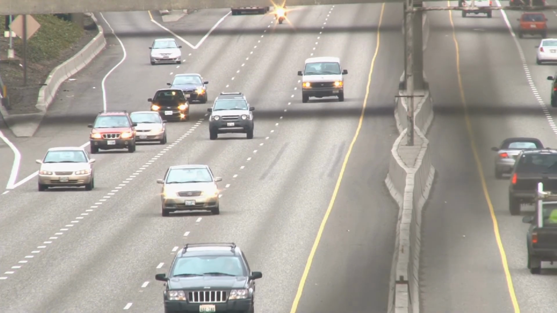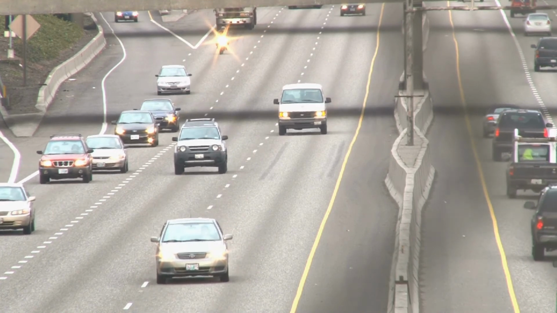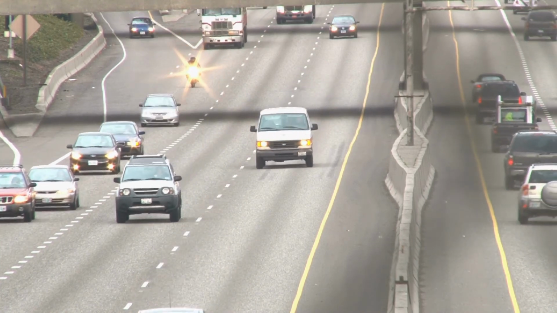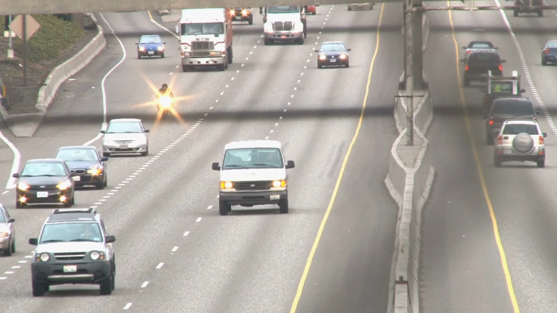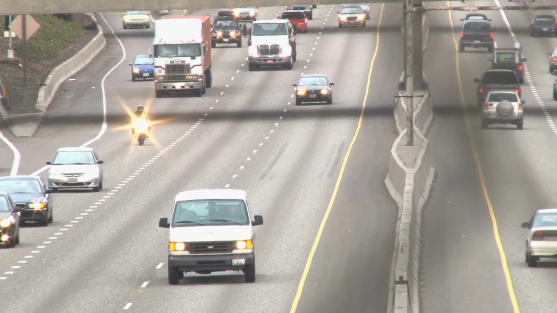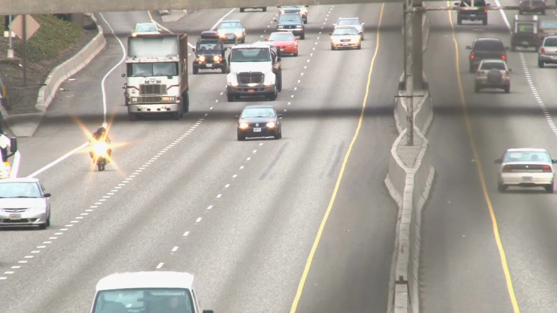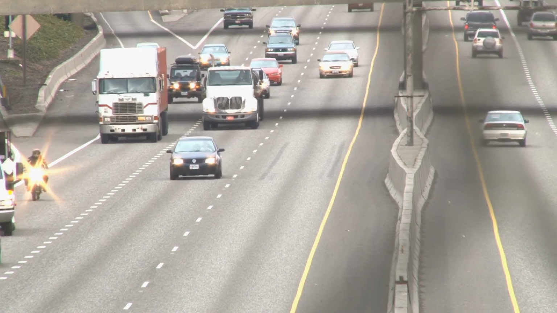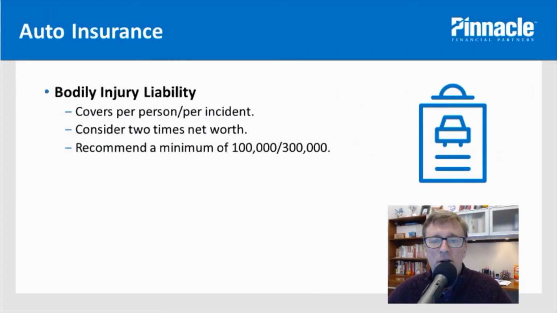If you drive a car, most states require you to have at least bodily injury and property damage liability auto insurance. Bodily injury liability covers personal injury to others caused by an accident where you are at fault. It is shown as coverage per person and per incident. A suggested best practice is to consider coverage in the amount of 2 times your net worth or a minimum of $100,000 per person and $300,000 per accident.